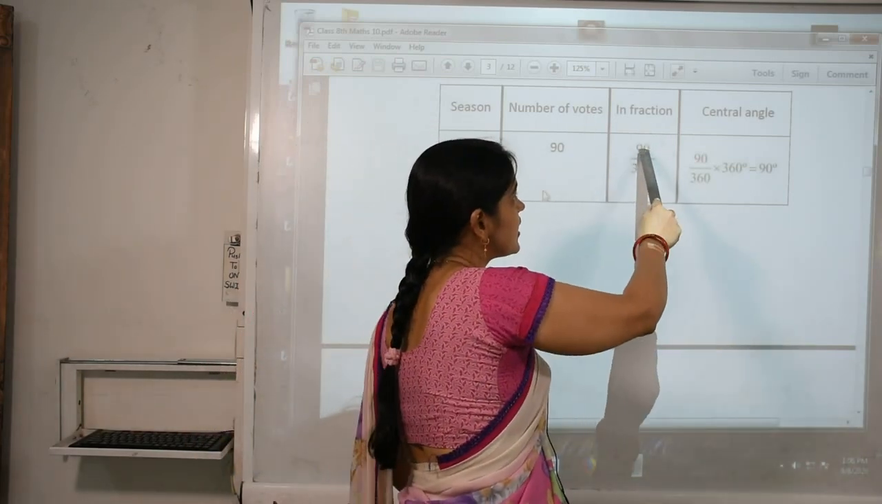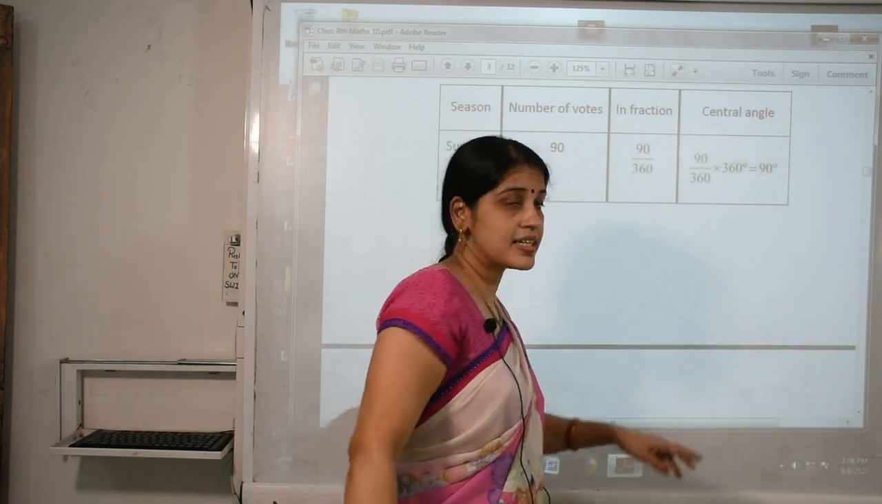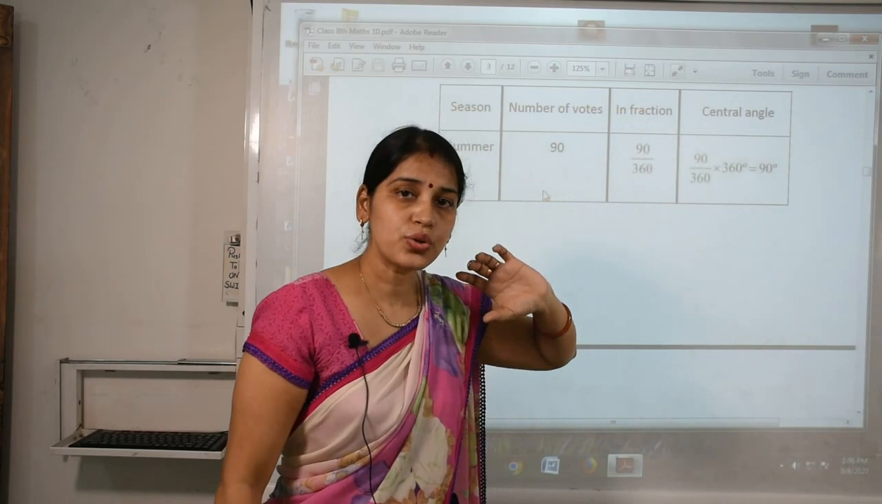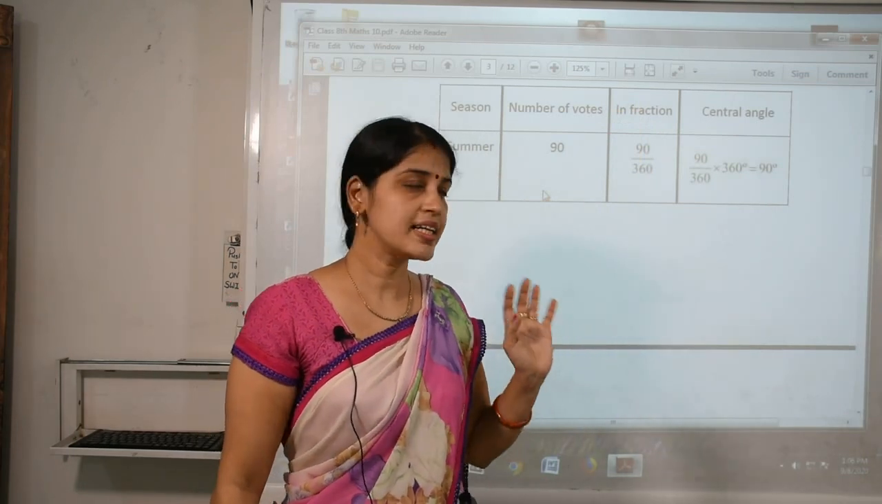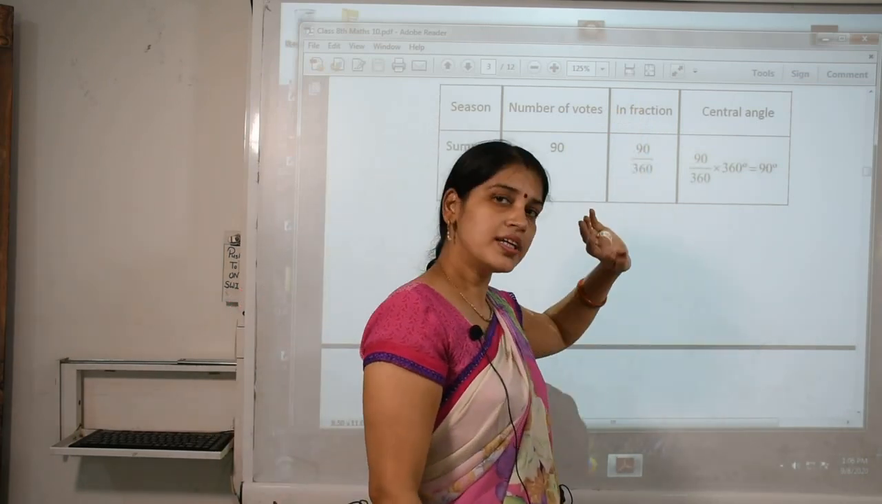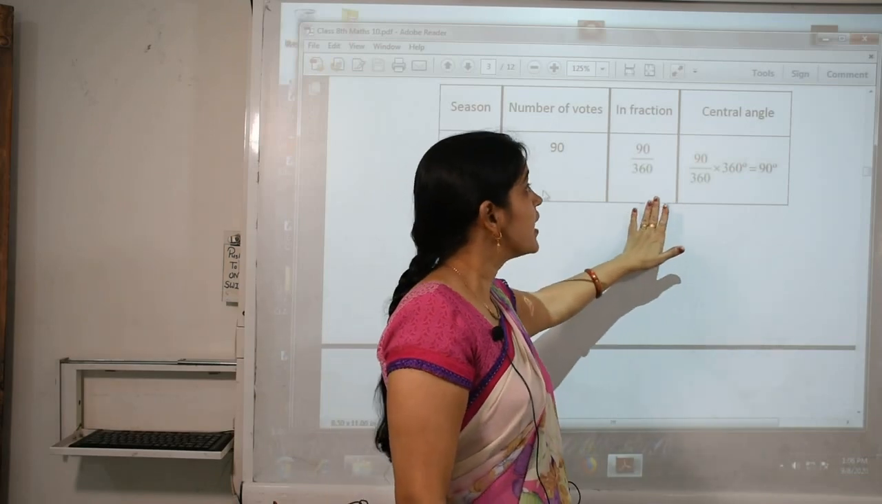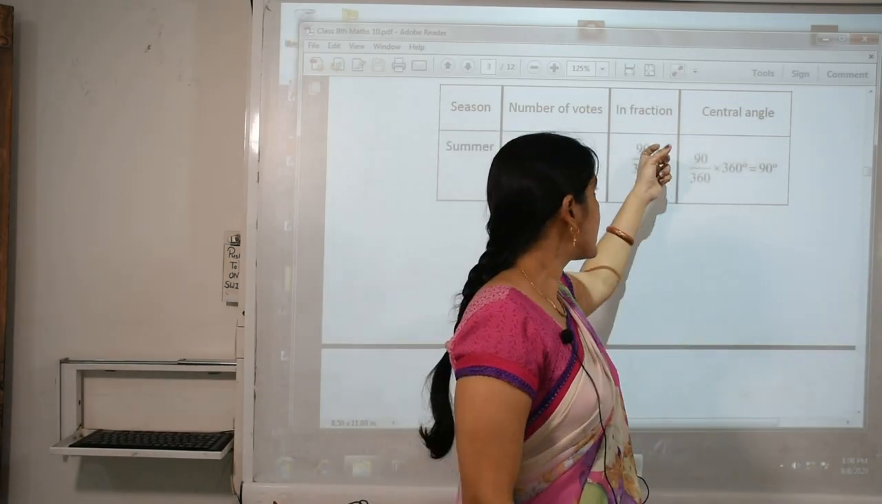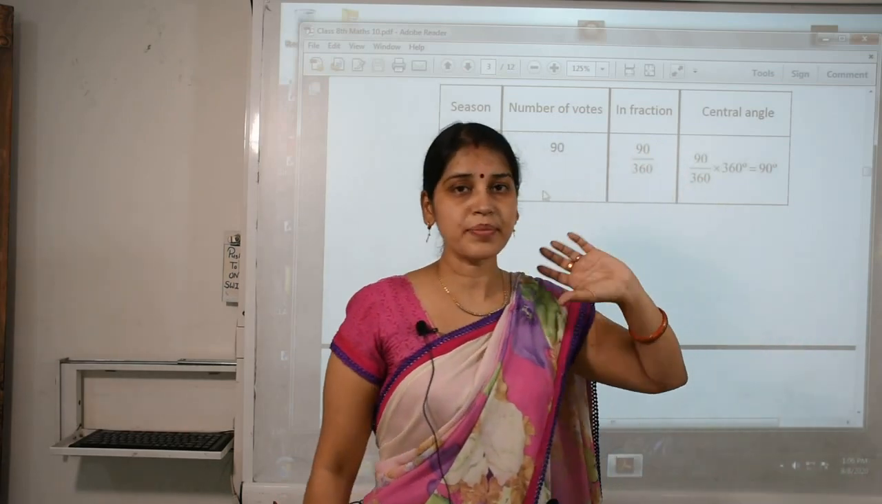So in fraction it is 90 upon 360. Why have we taken 360 here? Because the total number of votes is 360. So 90 upon 360. Then we have to find its central angle. So here I am not going to convert it into simplest form.